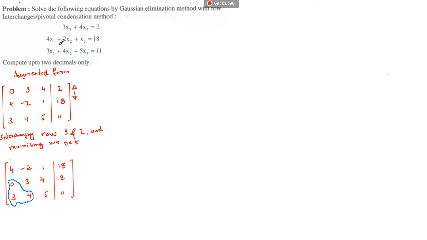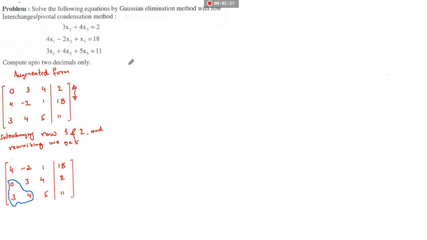Now, the pivotal condensation method is actually the same as the Gaussian elimination method, but there is one step more. What you need to do is look in this column in the first step. Just look into this first column for the numerically largest value. The numerically largest value is 4. Then you bring this to the first row.